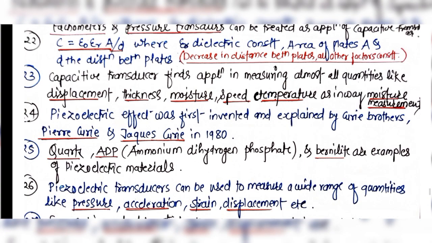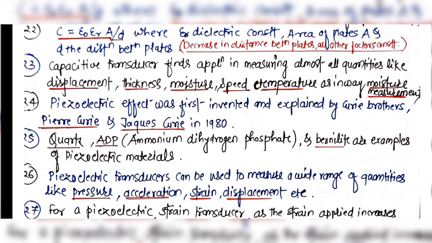Capacitance C is equal to epsilon 0 epsilon r A upon D, where epsilon r is the dielectric constant, A is the area of the plate, and D is the distance between plates. Decrease in distance between plates, with all other factors constant. Capacitive transducer finds application in measuring almost all quantities like displacement, thickness, moisture, speed, temperature, as in moisture measurement.